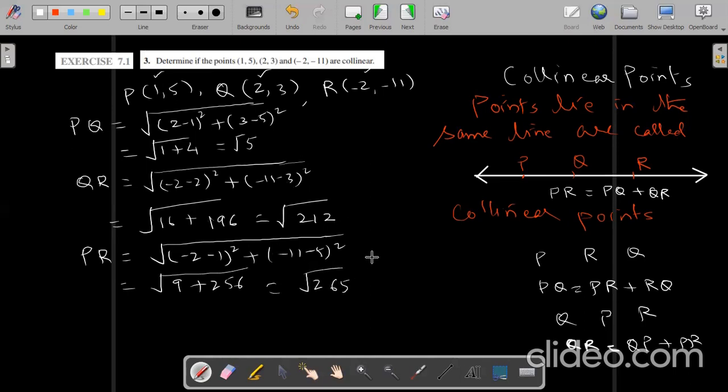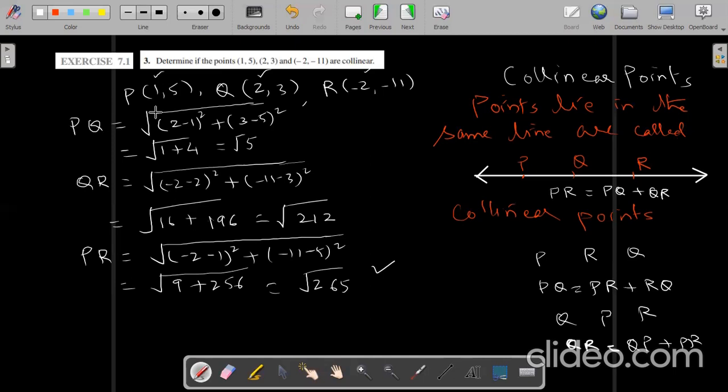You can see which is the highest value. This is the highest value. If it is equal to the sum of these two values, then they are collinear. If it is not equal, then they are not collinear points. Okay. Now you have to check by adding these two. If you cannot add them, then it is not equal to the sum of the two values. Okay. Got it?